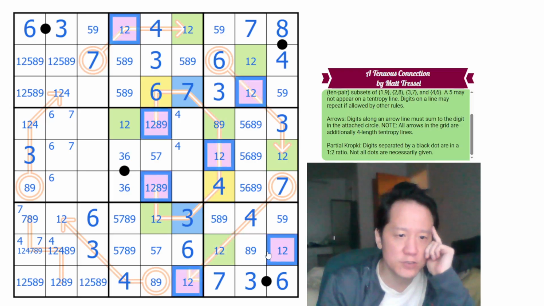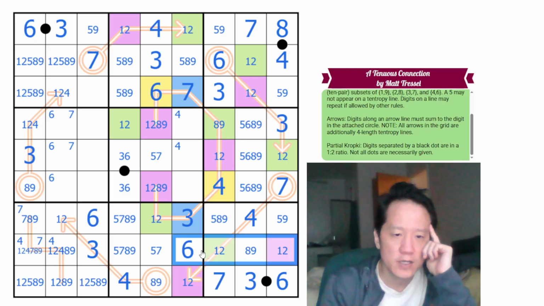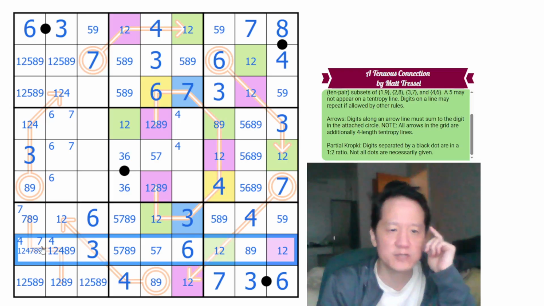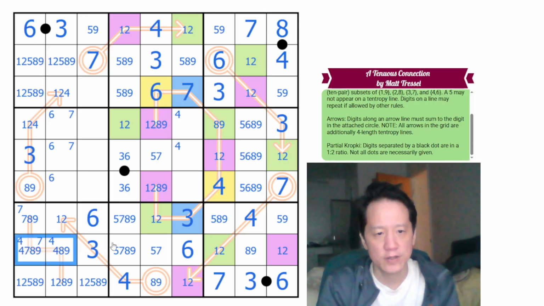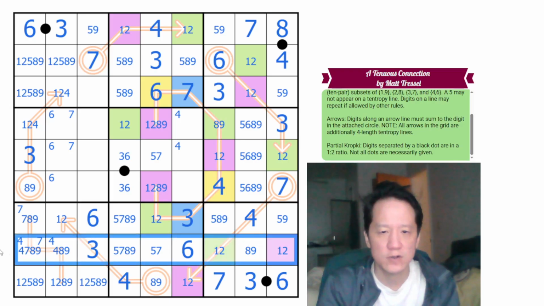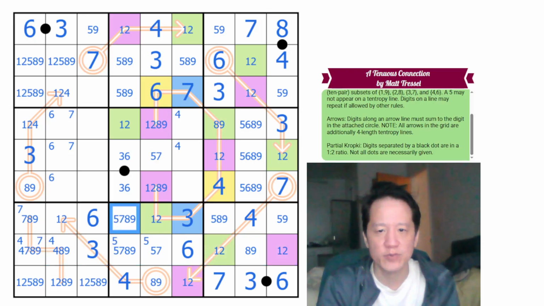We have a 1, 2, 1, 2 pair in row 7, which eliminates 1 and 2 from the rest of the row. So this can't be 1 or 2. Therefore, 5 cannot be here. Where is the 5 in row 8? It has to be one of these two cells, which eliminates 5 from being here.